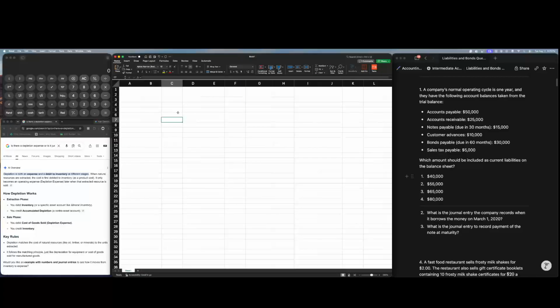So, for example, in this question, it's asking what are the current liabilities. Current liabilities are going to be things such as accounts payable. It's going to be notes payable, possibly, if it's less than a year, but it's not. Sometimes there are notes payable that are less than a year. Bonds payable most likely won't be a current liability because bonds are longer term debt.